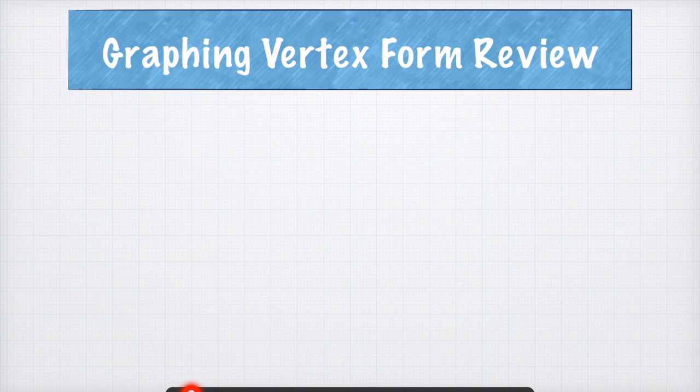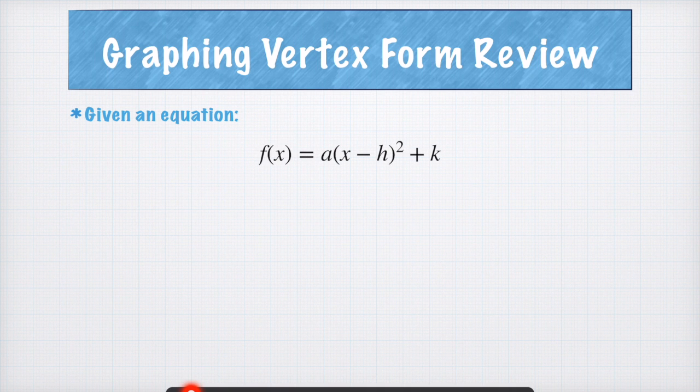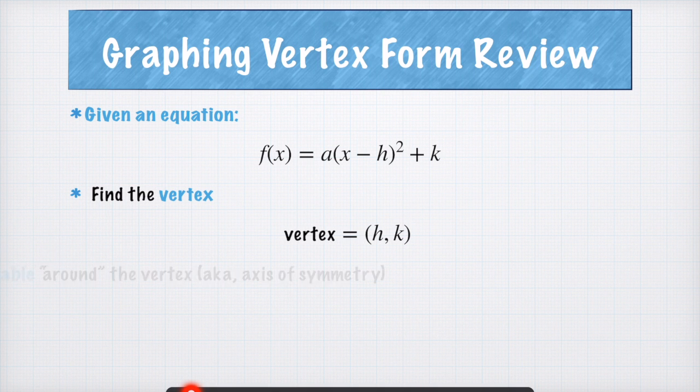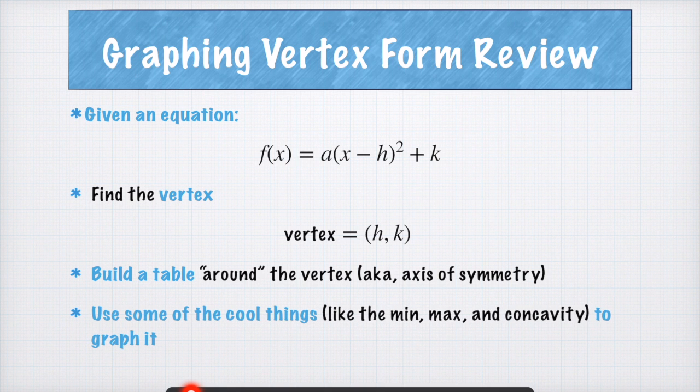But to graph them, what we're going to do is we're going to be given the equation, f of x is equal to a times (x minus h) squared plus k. You're going to find the vertex, which is going to be (h, k). Then you're going to build a table around the vertex, aka the axis of symmetry, and use some info like our min and our max and our concavity to graph it.